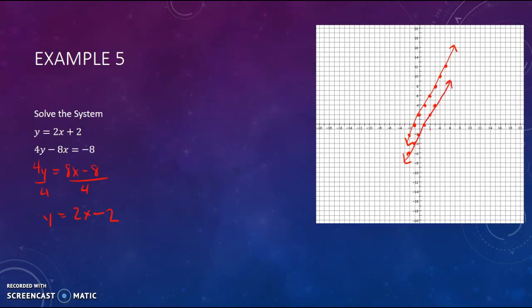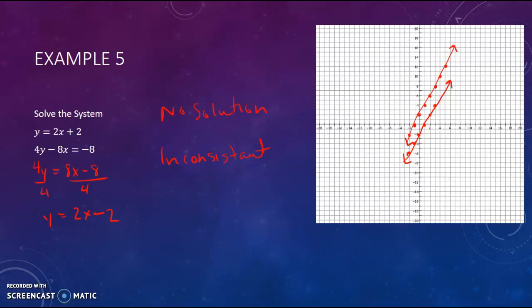Now, when we look at these graphs, they have the same slope, which we talked about. Parallel lines have the same slope in chapter 5. We talked about that. So this is a no solution, which means this is an inconsistent system, because we have parallel lines.